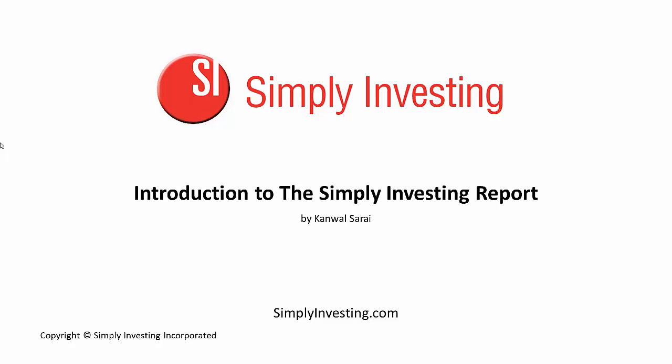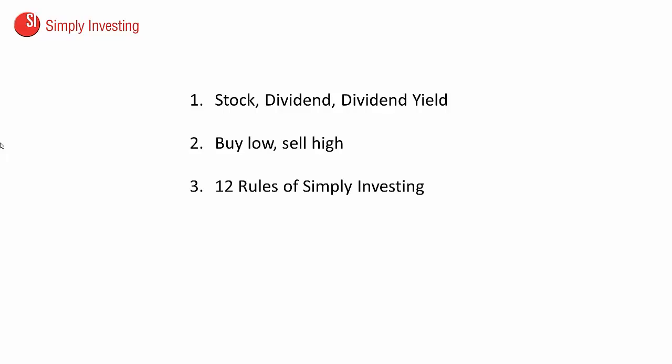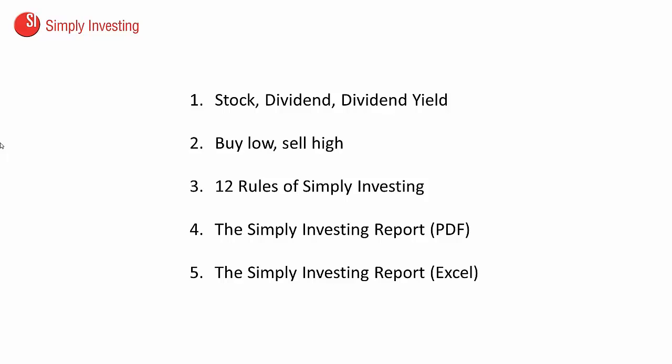In this video I'm going to show you how to use the Simply Investing report. First, I'm going to quickly go over a couple of definitions just to make sure we're all on the same page. Then we're going to talk about buying low and selling high. Quickly go over the 12 rules of Simply Investing. And then we're going to actually look at the Simply Investing report. It's available in a PDF format and in an Excel format, and we'll look at both of those.